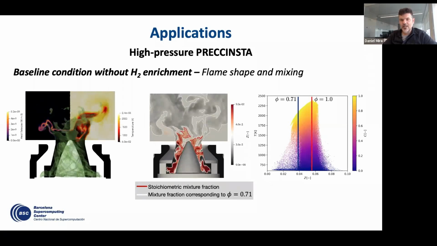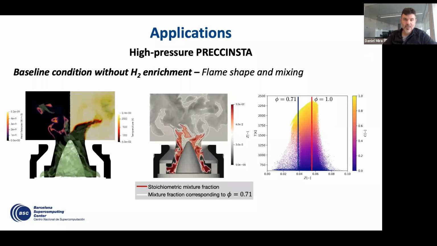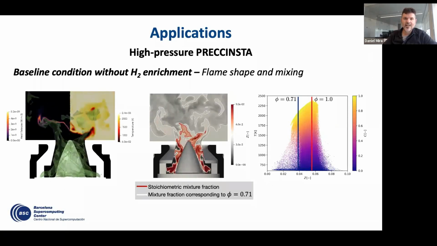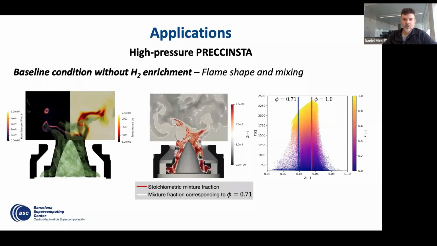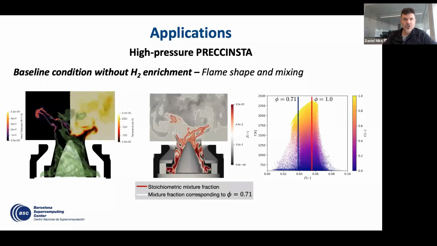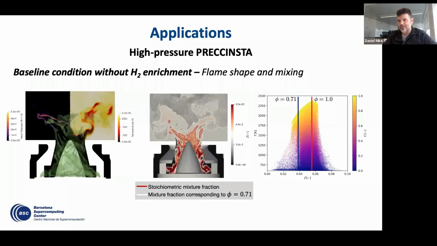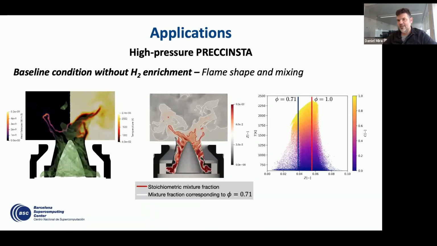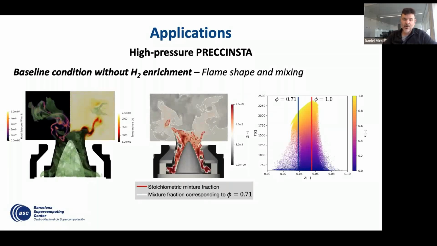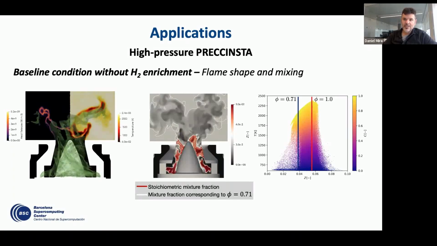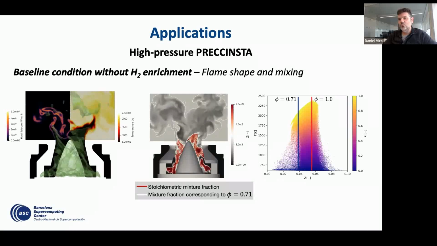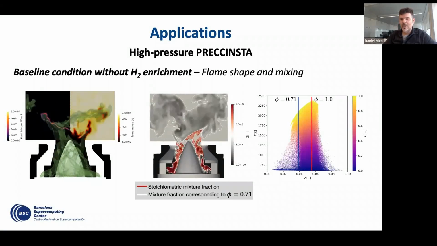Then if we look at the figure in the middle, we see that the mixing is quite heterogeneous. We have very rich and very lean pockets coming out of the nozzle, which introduces a lot of challenges to flamelet methods to recover the flame propagation in such conditions. But if we look at the scatter plot, what we see is that the flame is burning in a quite wide range of equivalence ratios, going from 0.71, which is the global equivalence ratio in the experiment, to 1 or almost 1. So it is quite a wide range.